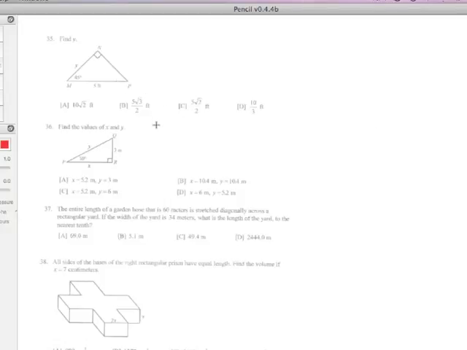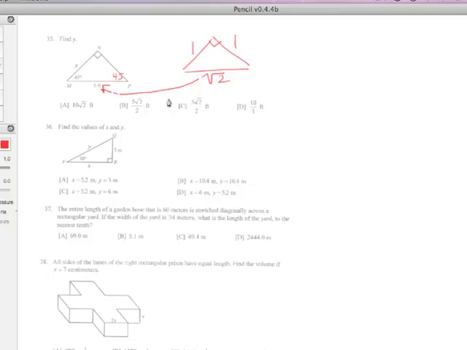So I'm going to do 35 to 38 now. Find y in this 45, 90, well this must be a 45 triangle. And this is still the Pythagorean theorem. Thank you, Pythagoras. This is a 1, 1, square root of 2 triangle. There's our right angle.